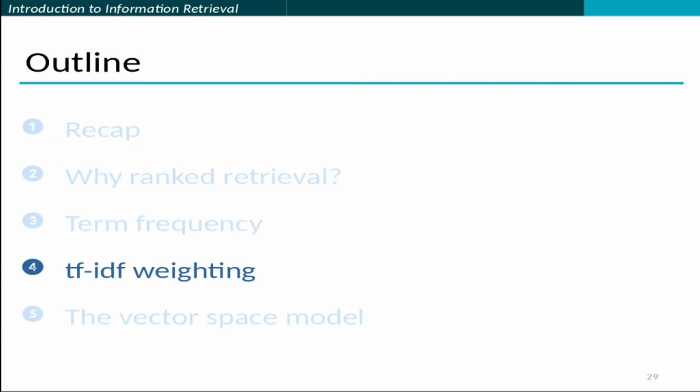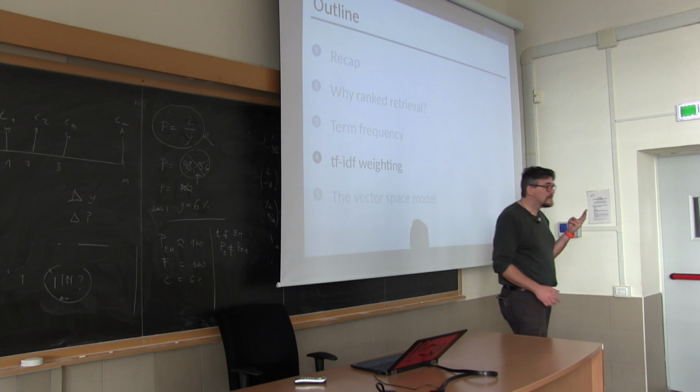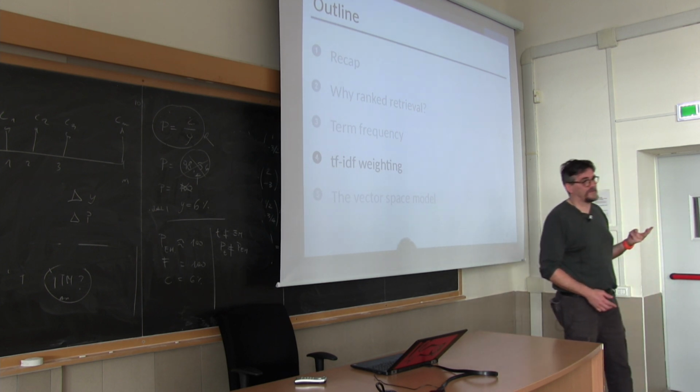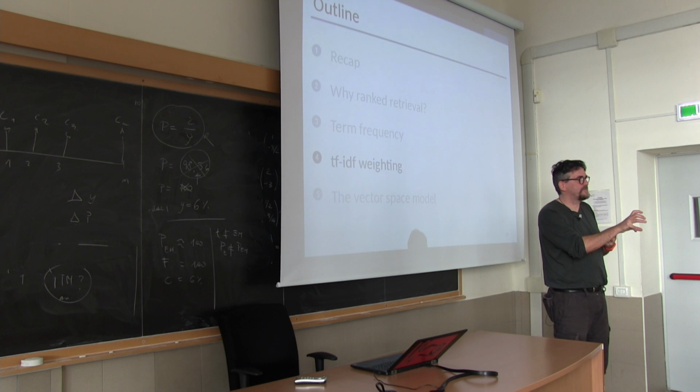Good, do you remember the two observations on why the Jaccard coefficient was not okay? One was that it does not take into consideration the term frequency, and the other one was that rare terms are likely more informative than frequent terms. So we need to plug this second observation into our scoring system.